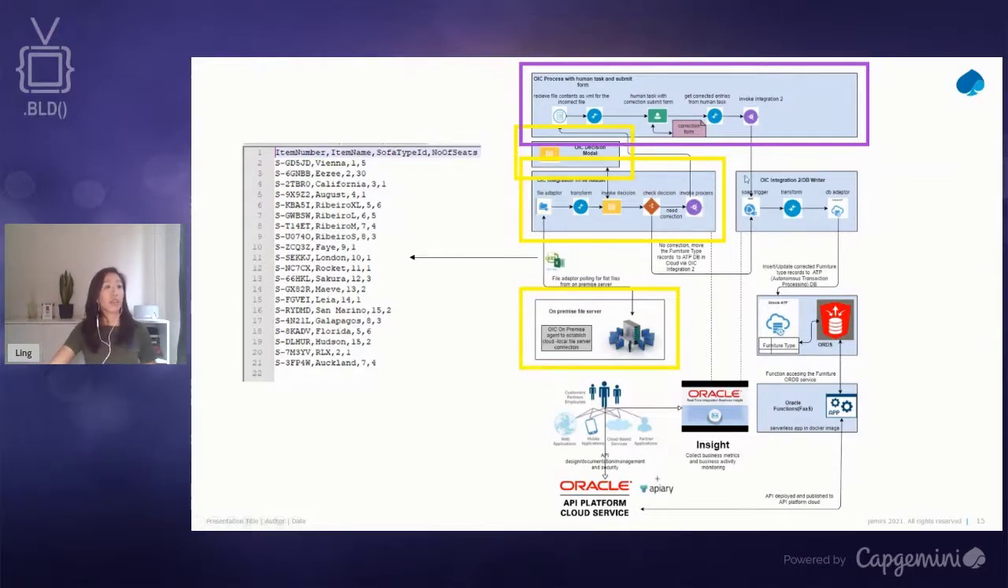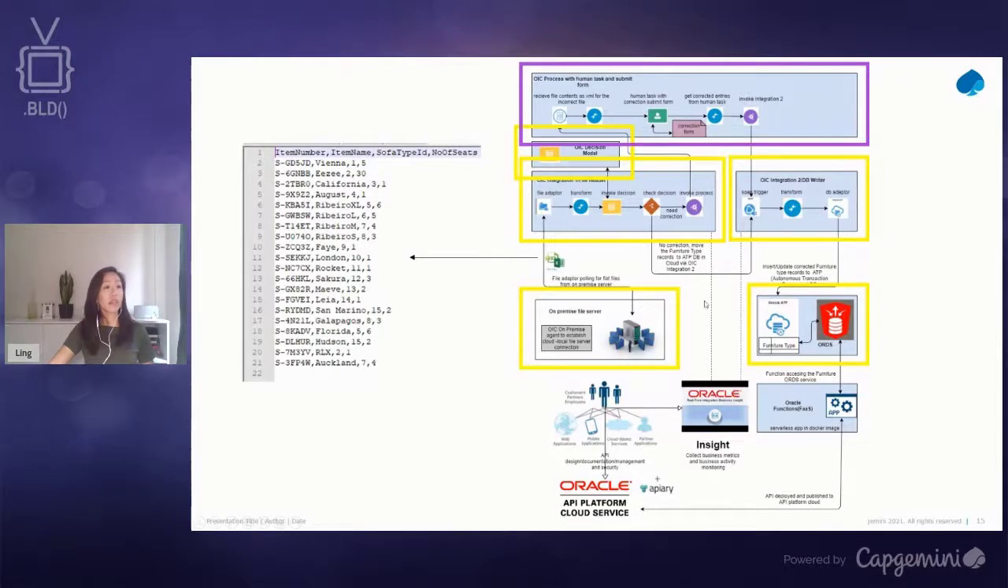So after correction, the file is sent to a second integration, and this second integration has a database adapter, and that will make sure that the data is written to our autonomous database over here. Well, sometimes, of course, the file is correct entirely, then it's not necessary to send it to the process, and in that case, it will be sent to the second integration directly.